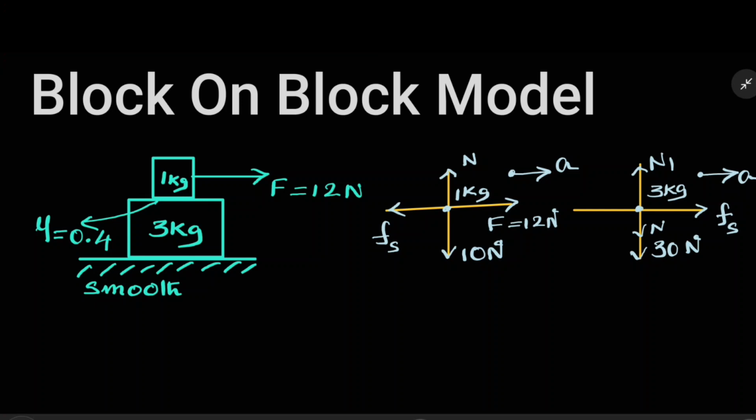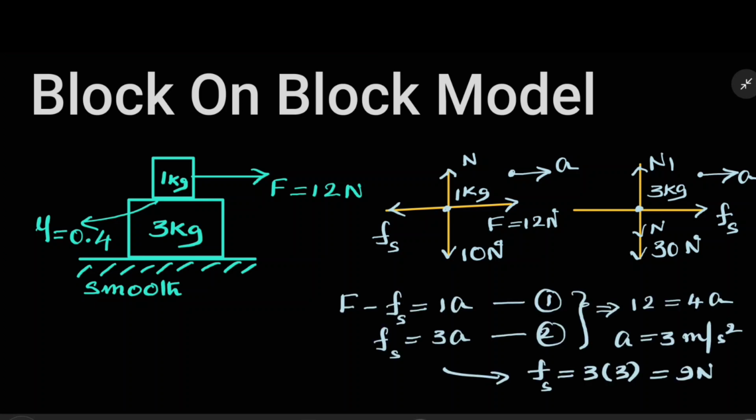So solving the equations that we get by applying Newton's laws. From the first free body diagram, 12 minus Fs is equal to 1 into A, and from the second free body diagram, Fs is equal to 3 into A. So solving which we get the common acceleration is 3 meter per second square.